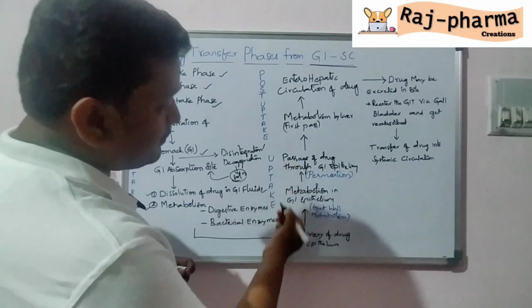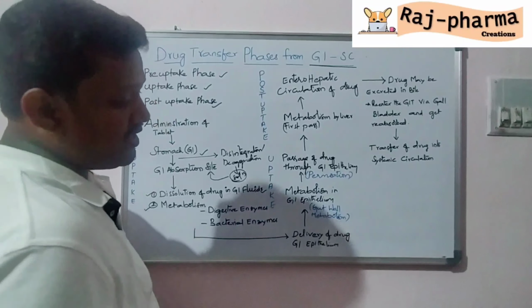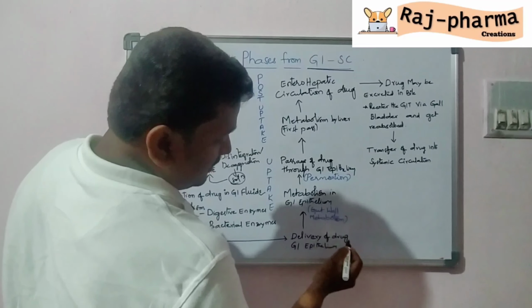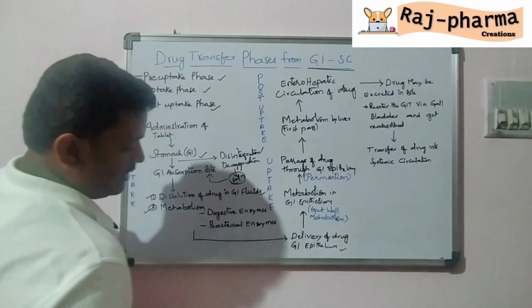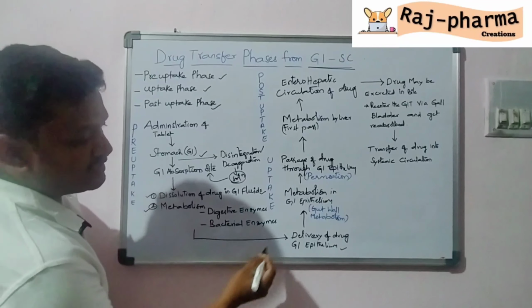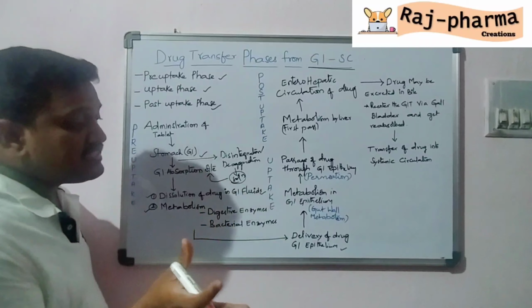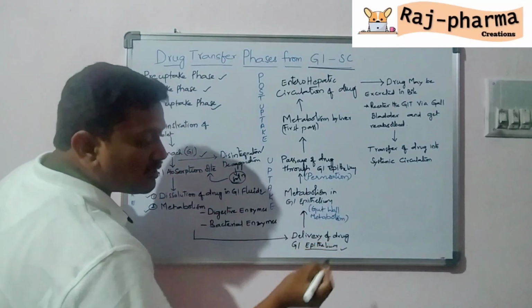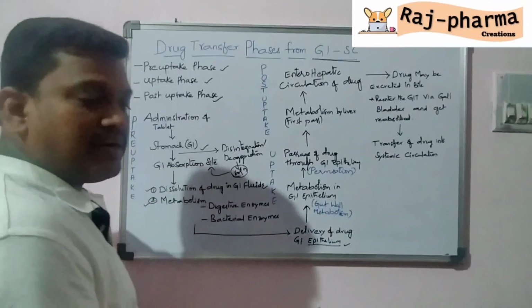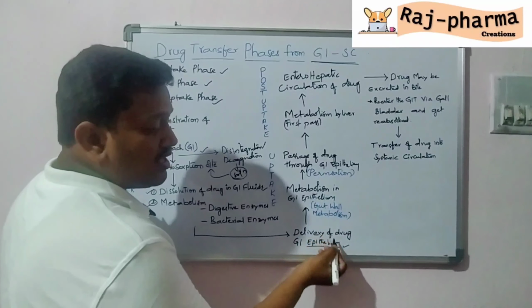That is called the uptake phase. Let us see what happens in the uptake phase. Delivery of the drug to the GI epithelium. After metabolism, the drug enters the membrane. The outermost membrane of any membrane is the epithelium. The drug enters into the membrane.